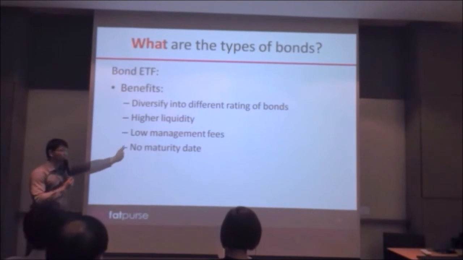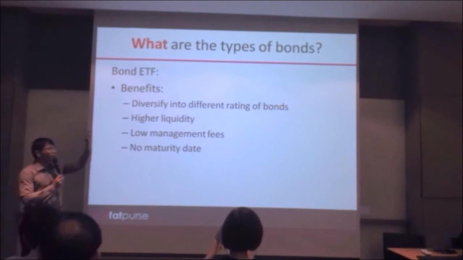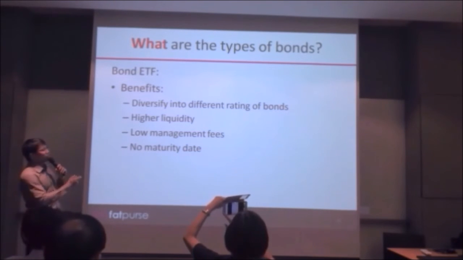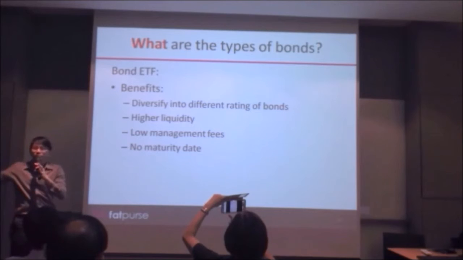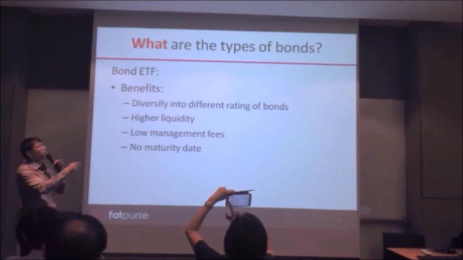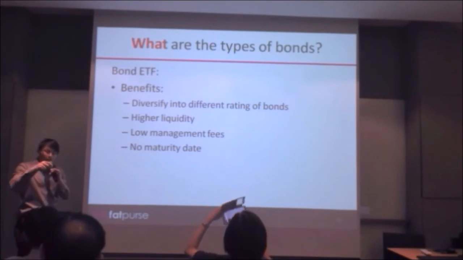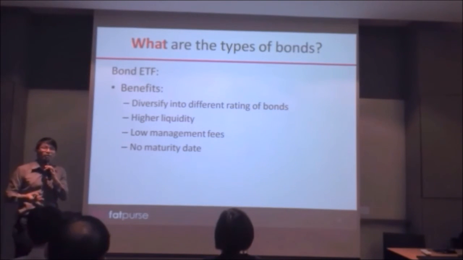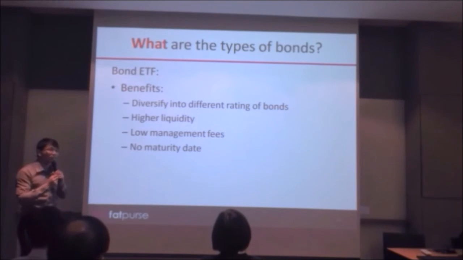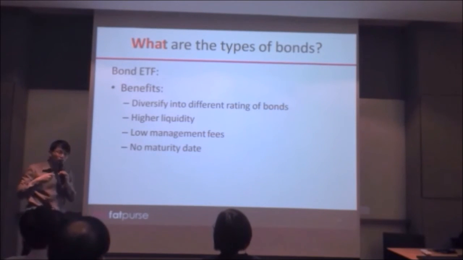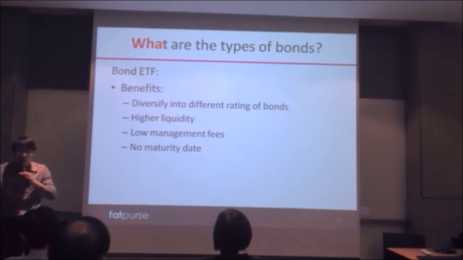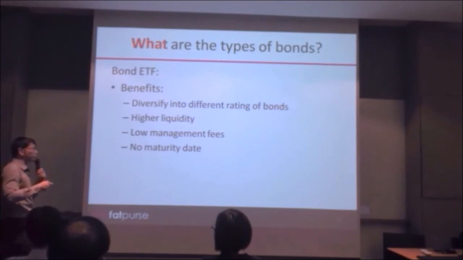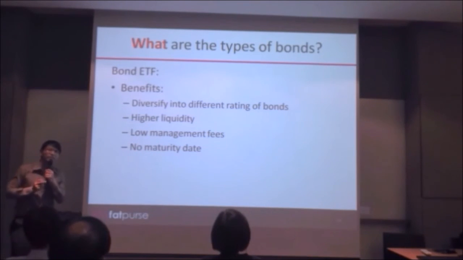This one is important: no maturity date. Why? Because you are investing in an ETF, and the ETF holds different types of bonds. The bond may mature, but your ETF does not mature. When a bond in this ETF matures, they just sell it and get another one. So you are still holding this ETF. You don't need to worry about when you can get your money back. Because when you want your money, just trade in the secondary market, then you will get back your money.